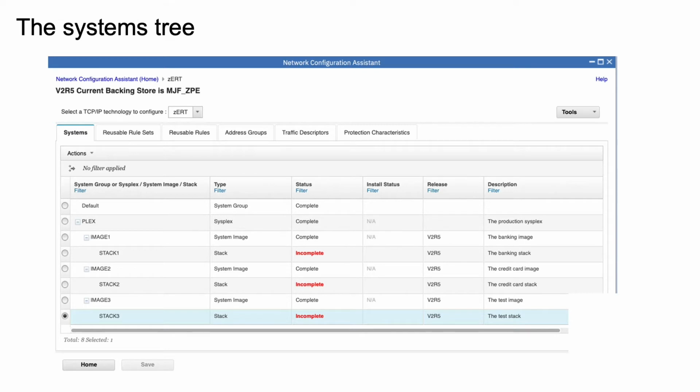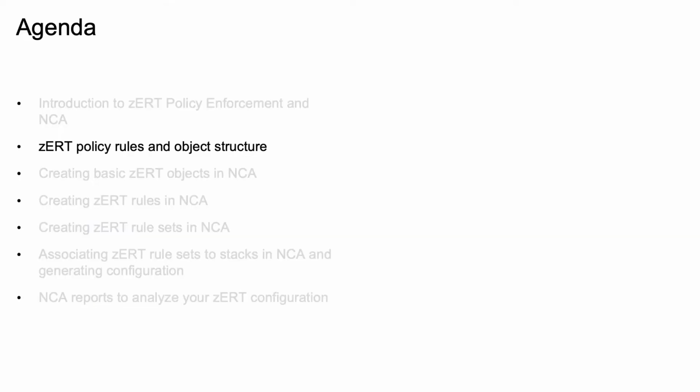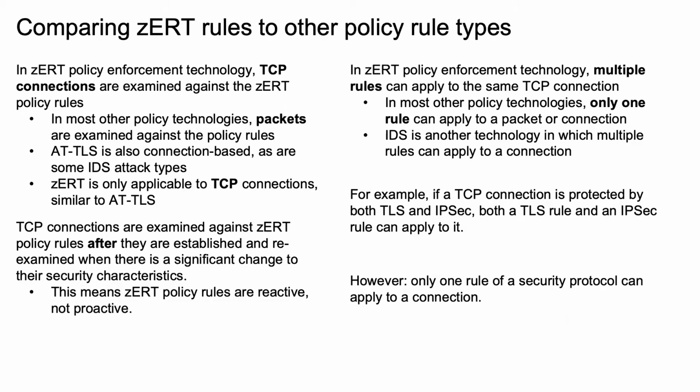Now let's introduce the concepts of ZERT policy rules and object structure. If you're already using IBM's policy-based networking on z/OS, you'll need to understand the ways that ZERT rules compare to policy rules in other disciplines such as AT-TLS, IPsec, policy-based routing, etc. In most other policy disciplines, incoming or outgoing packets are examined against the policy rules to determine what action, if any, to take. AT-TLS is the exception to this as it is TCP connection oriented.